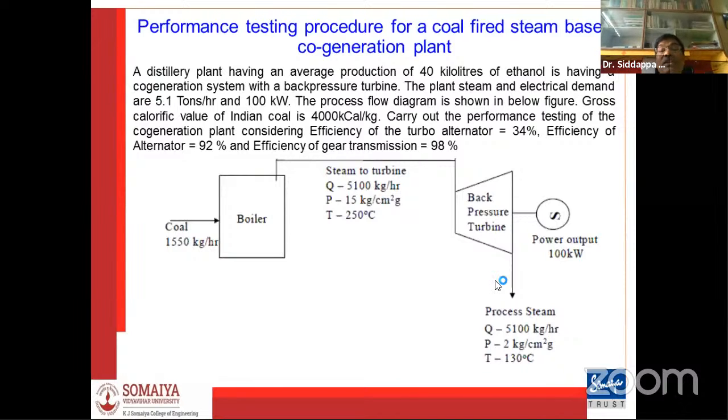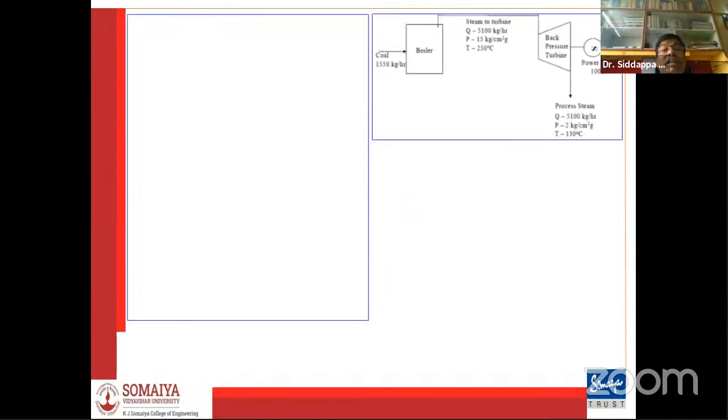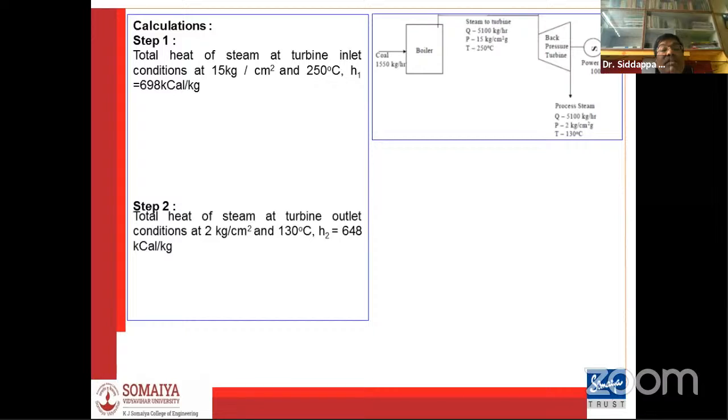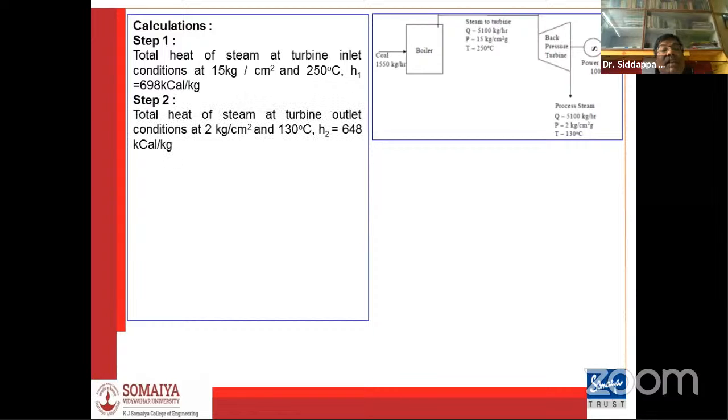That means he is asking you to carry out the performance testing: if we now use a boiler and then go for the turbine, and if I use the cogen system, whether it is useful to me or not. Just I'll show you. In the initial calculations, we need to find the total heat of the steam at the turbine inlet at 15 kg per cm square, 250 degrees, H1. You can go to the steam table and calculate it.